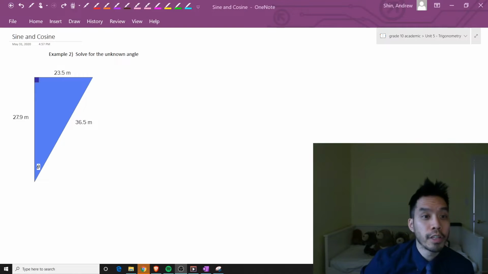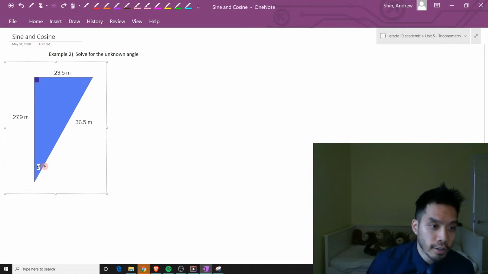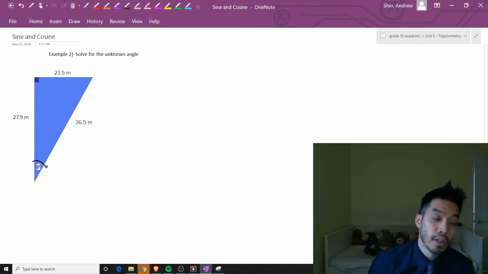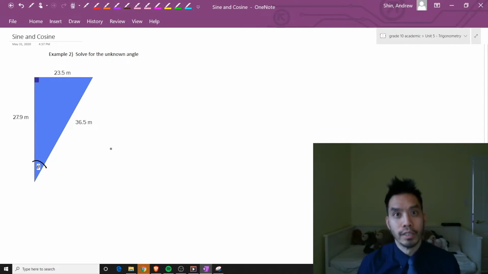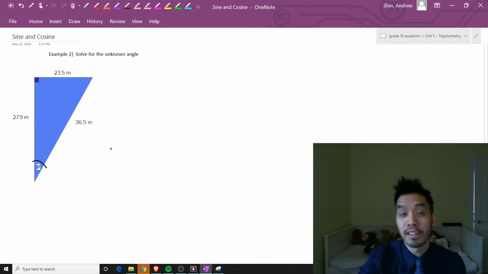Alright, example 2, solve for the unknown angle. In this case, the unknown angle is down here, which is theta. And so that's going to be my focus angle. And so step 1 is to define your focus angle, which is, in this case, the unknown angle.